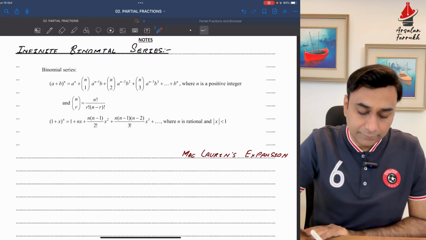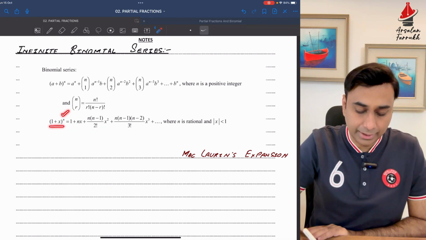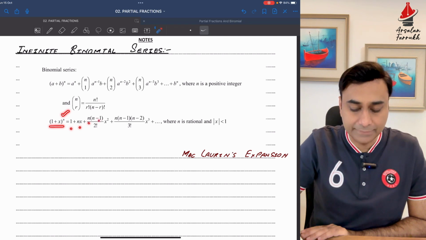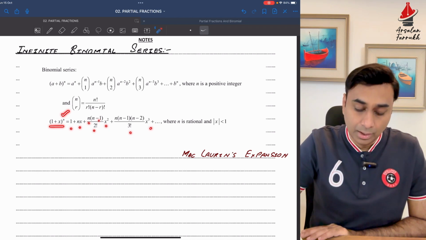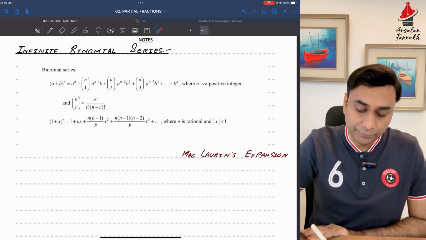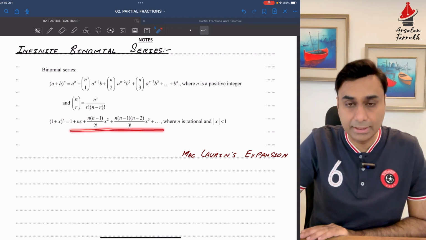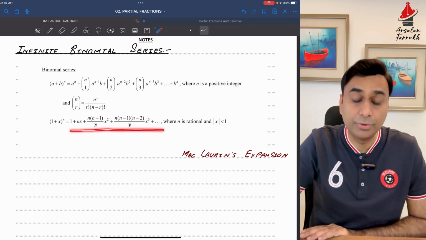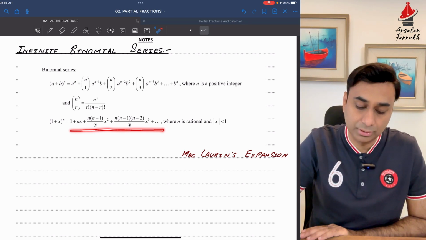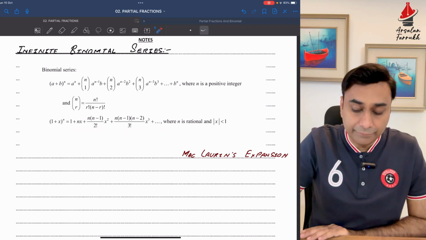So this is (1 plus x) to the power n, and this expands to 1 plus nx plus n(n minus 1) over 2 factorial times x squared. And obviously, it just keeps on increasing with the powers of x. Now, there are a couple of things. First of all, one may say that if this is an infinite series, then how is it useful? Because I would only be able to find a few terms in this expansion. So this is only valid for situations where the absolute value of x is less than 1.